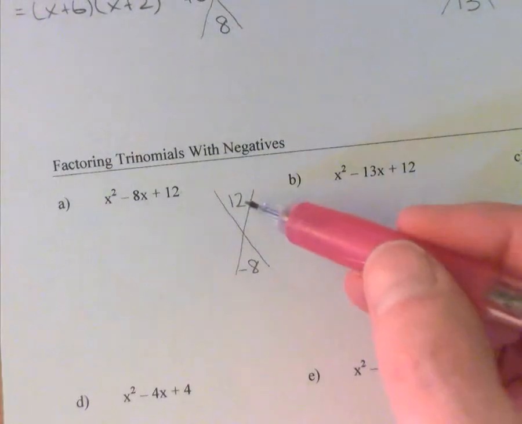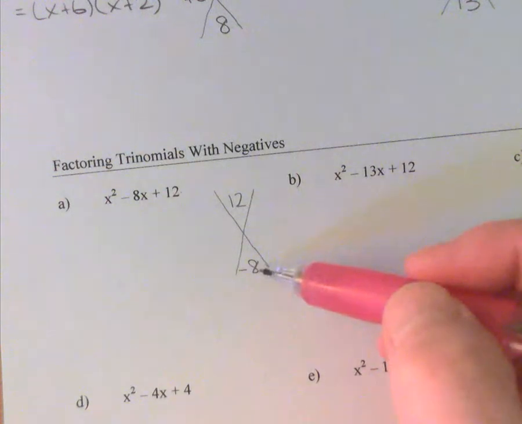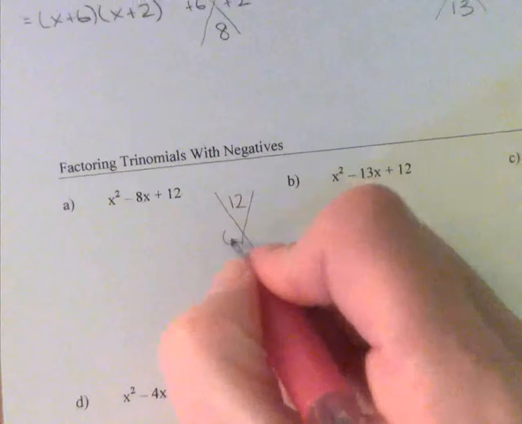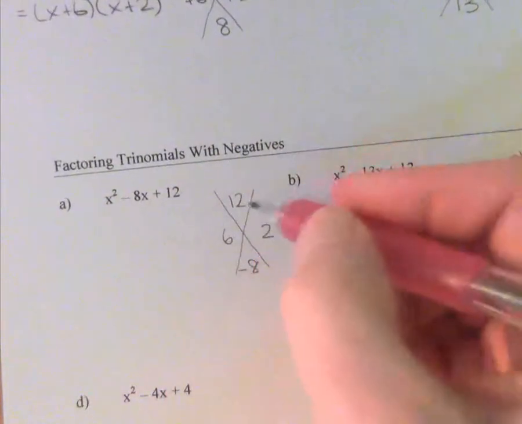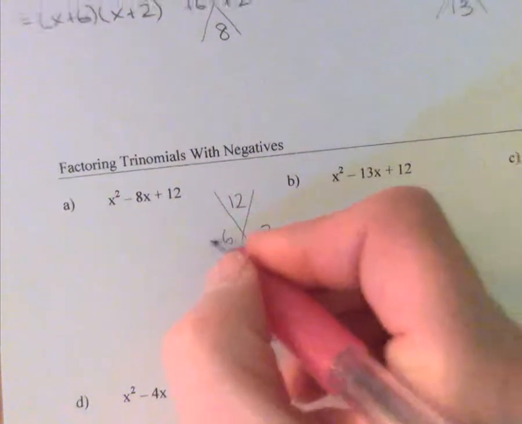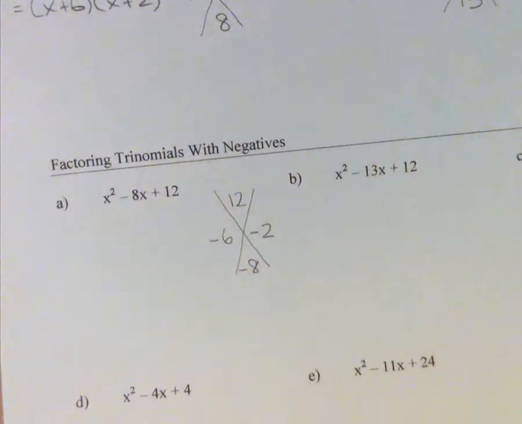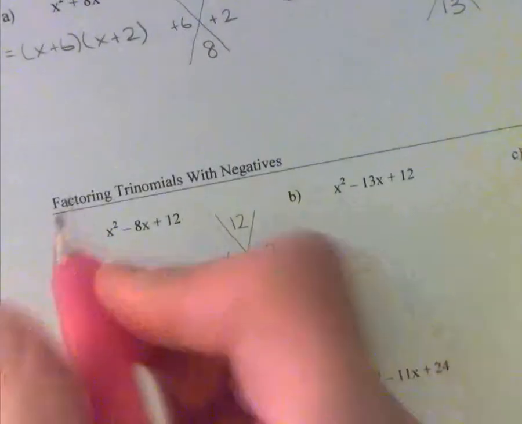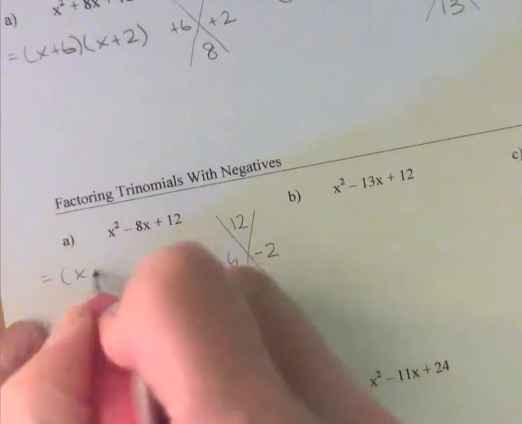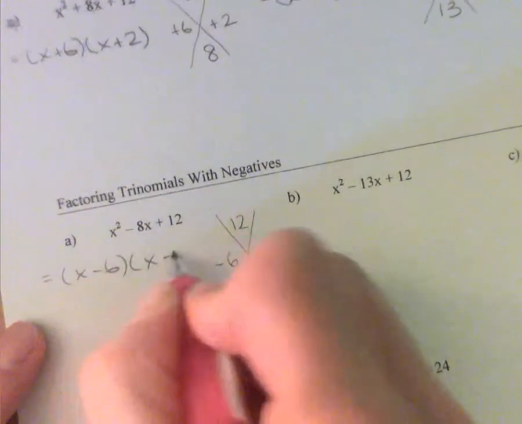So I look for numbers that give me 12. So I have 1 and 12, 2 and 6, and 3 and 4. Which one can give me 8? Well, that would be 6 and 2. But because this is positive and this is negative, both of these need to be negative. So now I look at it's x minus 6 and x minus 2.